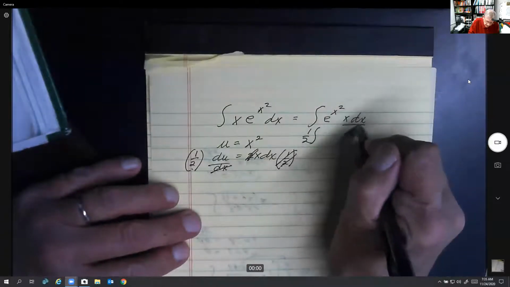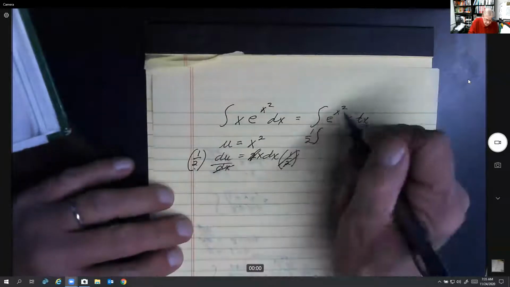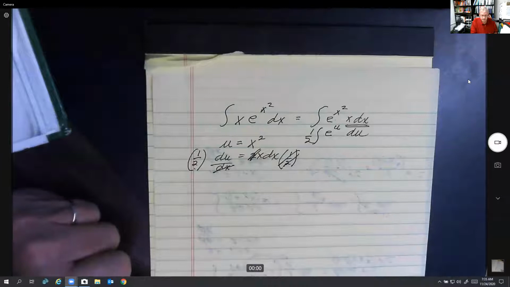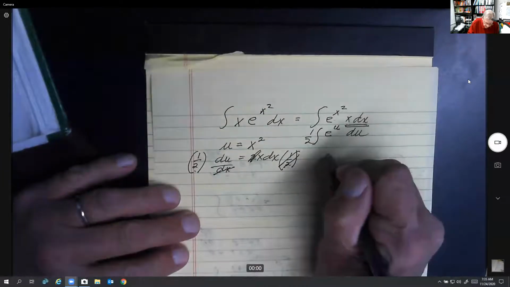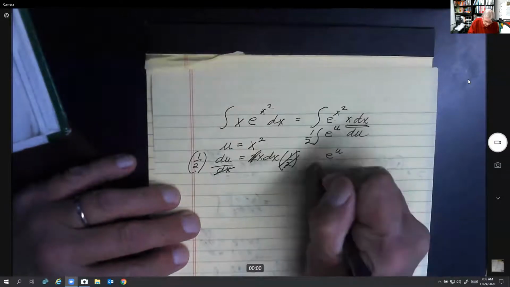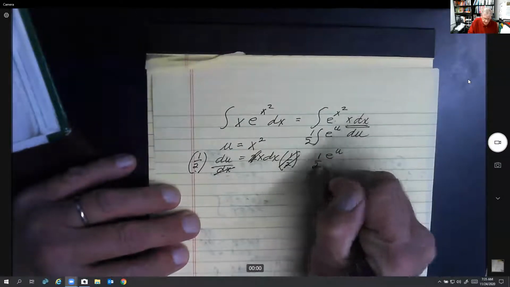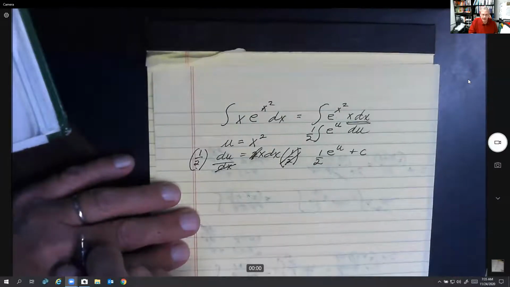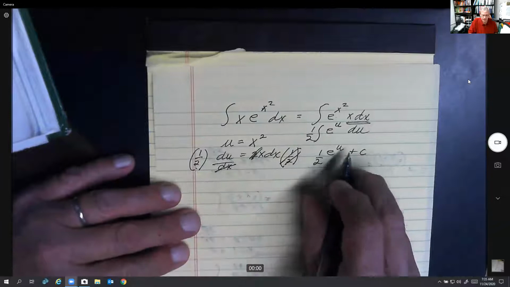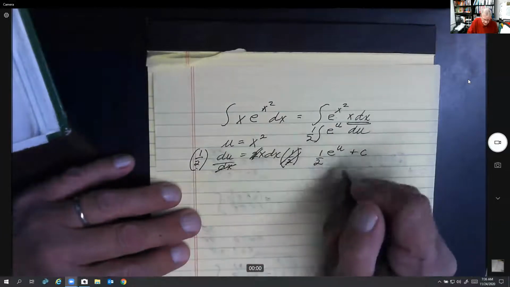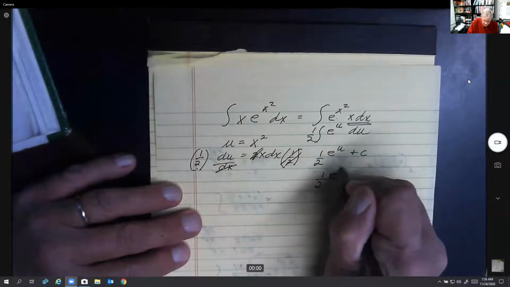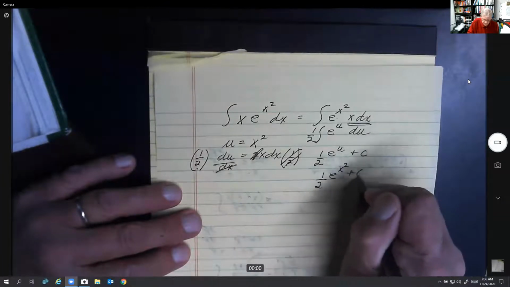Now what about x squared? So this is all accounted for. It's du. This is going to be e to the u. What is the integration of e to the u? It's e to the u. But I have to bring down the half. 1/2 e to the u plus c. Or now going back to x, substituting in, it's going to be 1/2 e to the x squared plus c.